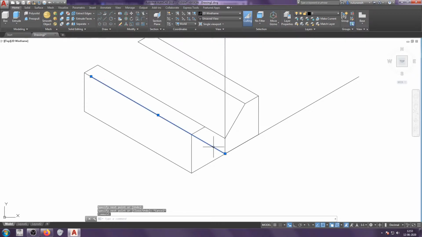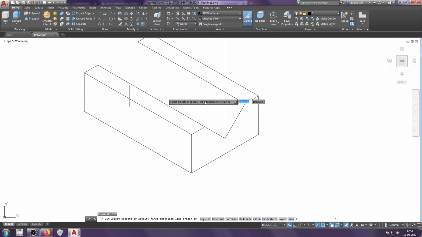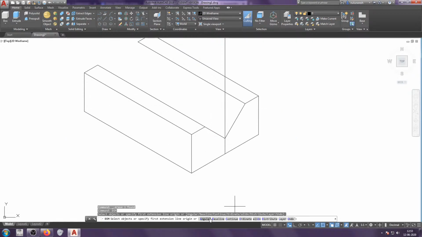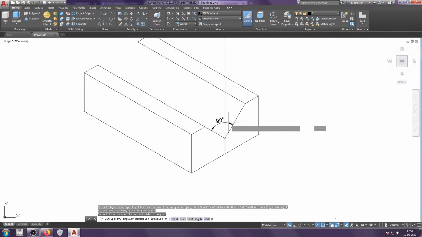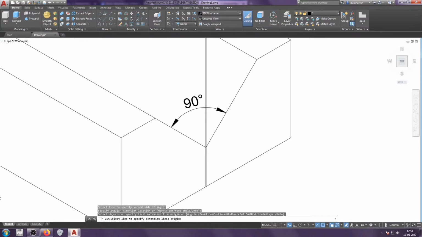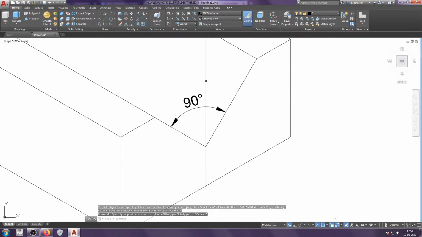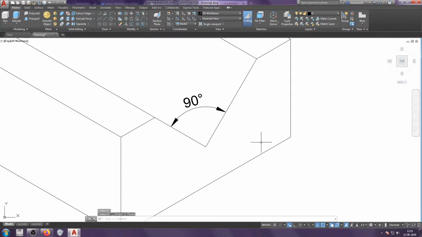Now you can just delete these lines. Angle seems to be 120. Now let's try to measure the angle, and take the angular dimension. Yeah, this one still seems to be 120. I think I might have done something wrong here. Angle has to be 120.